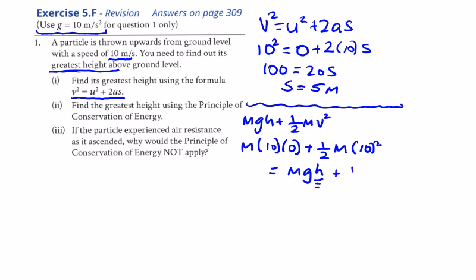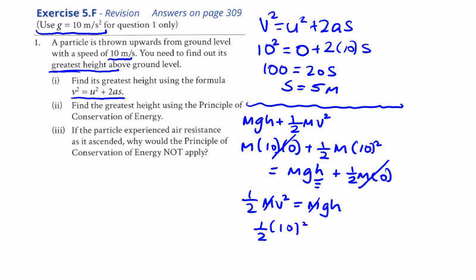And at some point when it goes up to its max height, the speed will be 0. So we have our two zeros, so it's just a half mv squared is equal to mgh really here. And then just fill in our information. A half of the speed squared is equal to g, which we're told to take as 10, times h. A half of 100 is 50, is equal to 10h. So we can see again that the greatest height is equal to 5 meters.